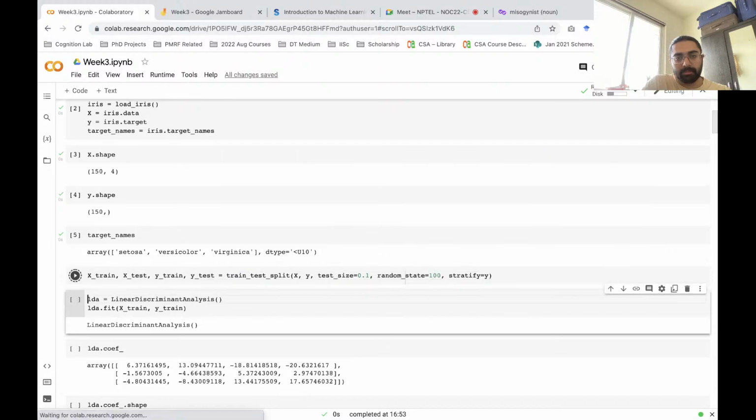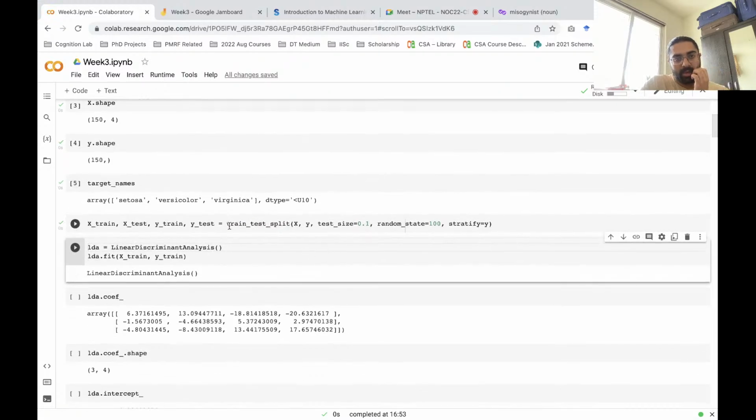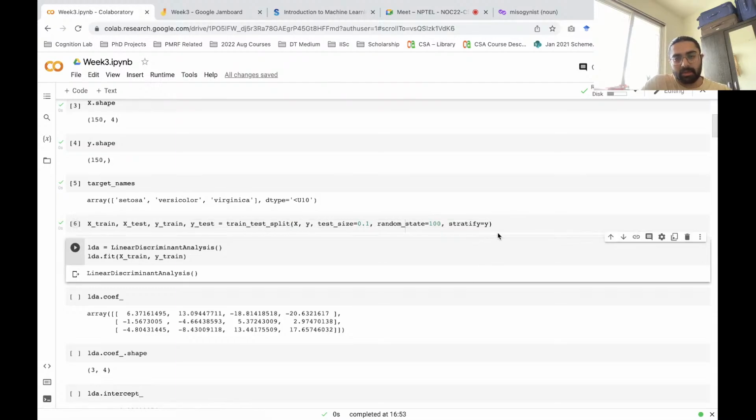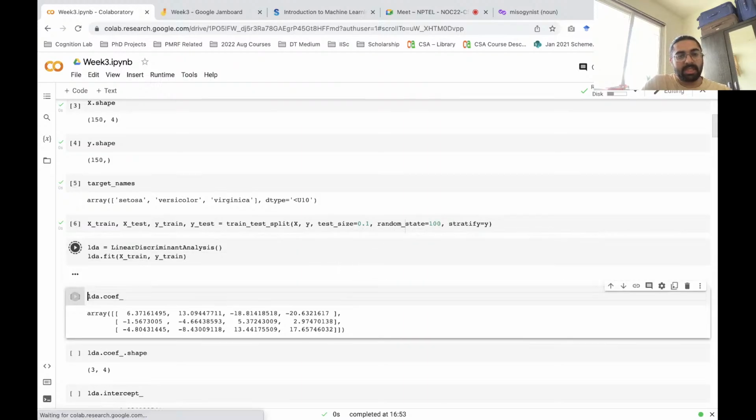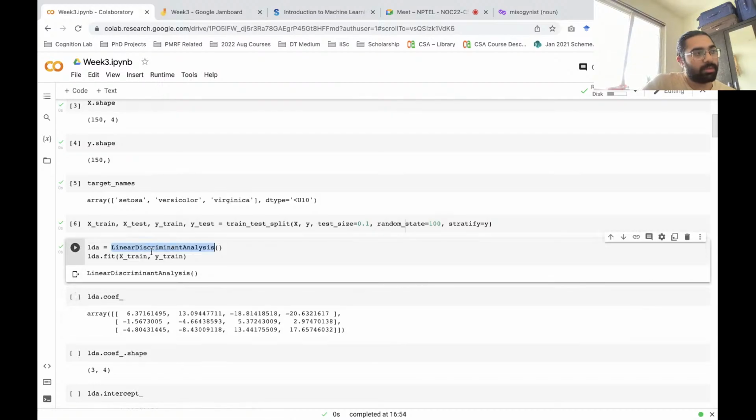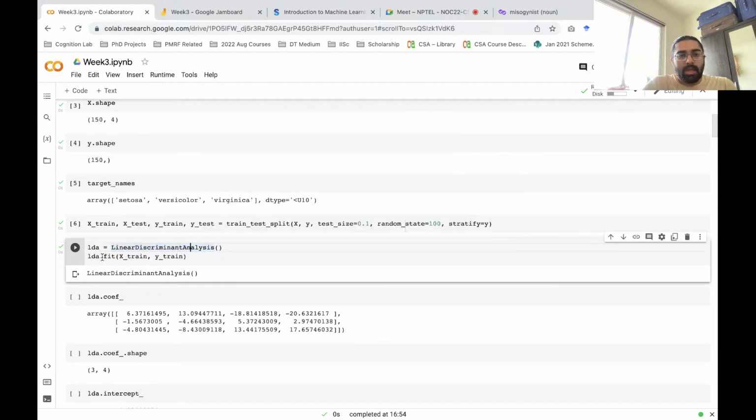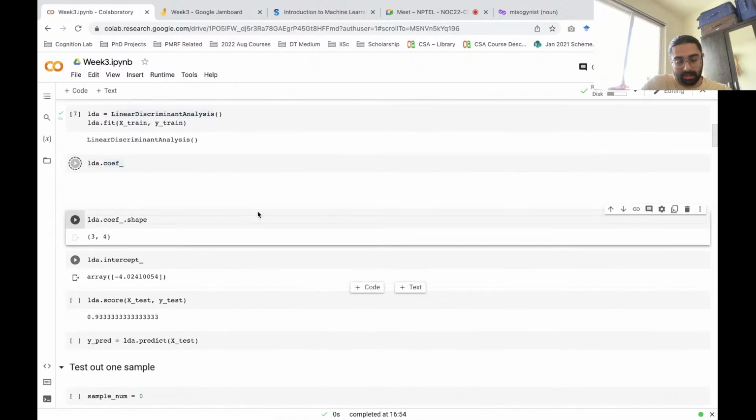This is your train test split. That is, you're taking part of the data in train, part of the data in test. I'm also stratifying. If you don't know what this means, we can discuss it in the next class. But I try to figure out why this would make sense in these settings. This is the function which has your method for LDA in Sklearn. You fit that on the train, and you can visualize what are the coefficients that were learned.